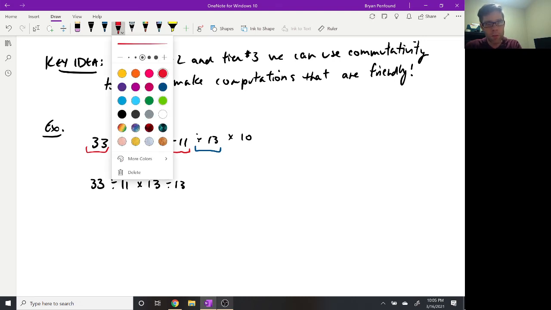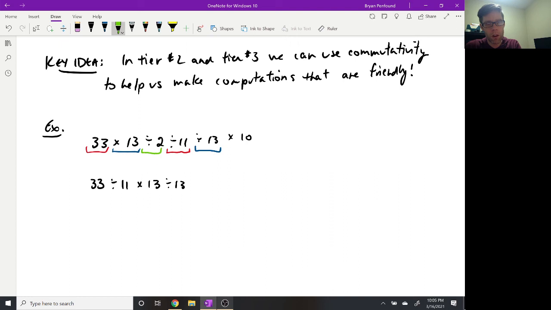Okay, last but not least, we have two more numbers that we want to work with. It looks like 10 and 2. These are going to be nice, friendly numbers to work with. I always do the multiplication first, followed by the division. This should be a division by 2. Okay, so that's how I would write out this relocation, or this commutation, of these 6 numbers.